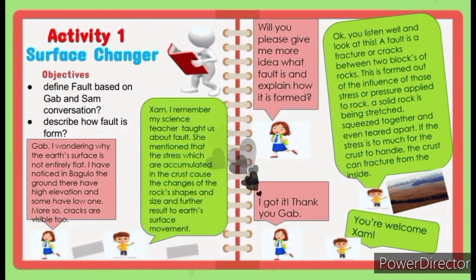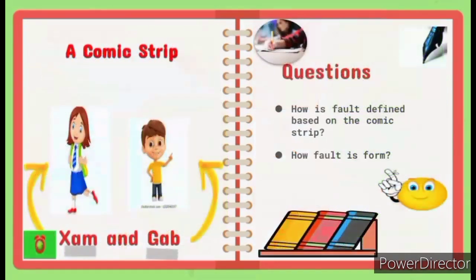Sam: I got it. Thank you, Gab. Gab: You're welcome, Sam. Here are the questions. Number 1, how is fault defined based on the comic strip? Number 2, how is fault formed based on the conversation of Sam and Gab? I will give you 10 seconds to answer this question. Time starts now.